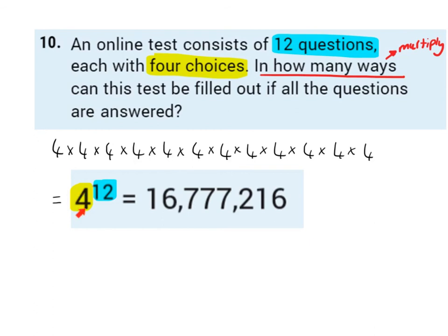So 4 choices, 12 times, so 4 to the power of 12, gives us 16,777,216 possible ways that the test can be filled out if all the questions are answered.